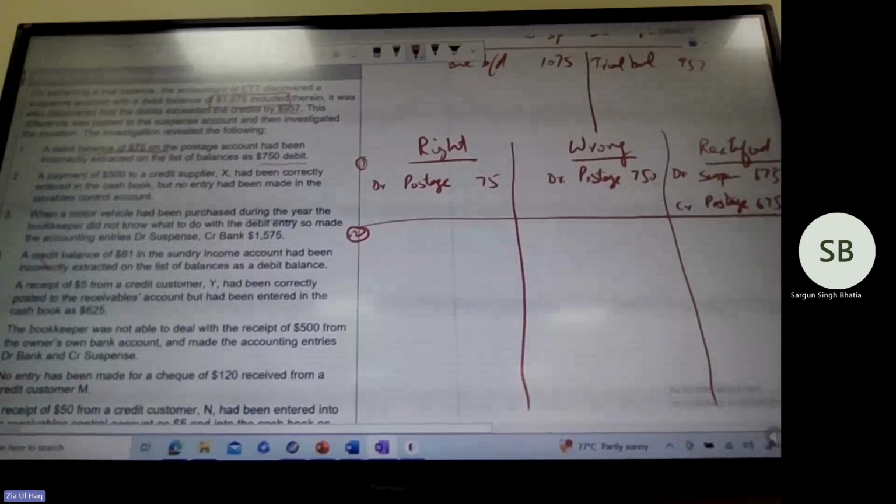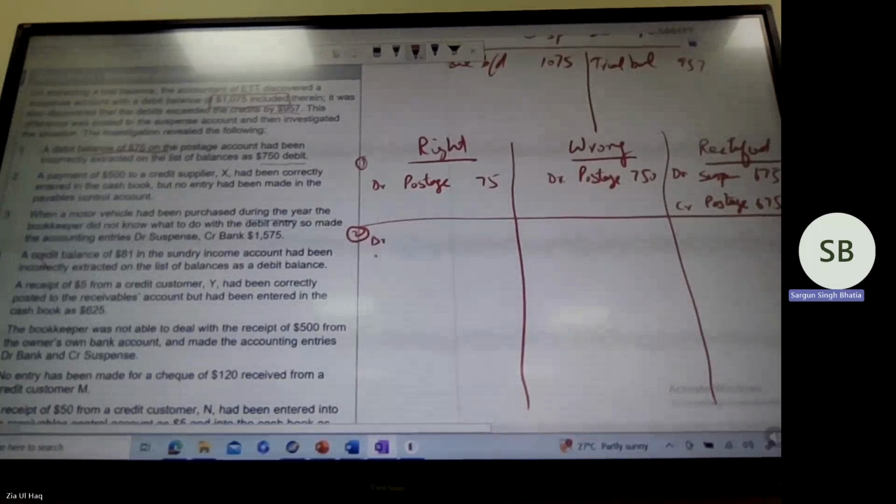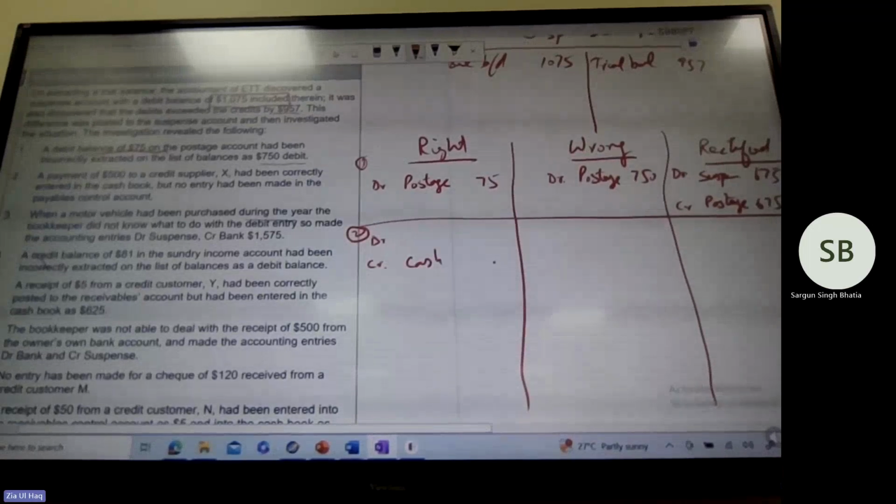A payment of 500 to credit supplier X. If we pay 500 to a supplier, what should be the right entry? If we pay 500 to a credit supplier, credit will be cash with the amount of 500.